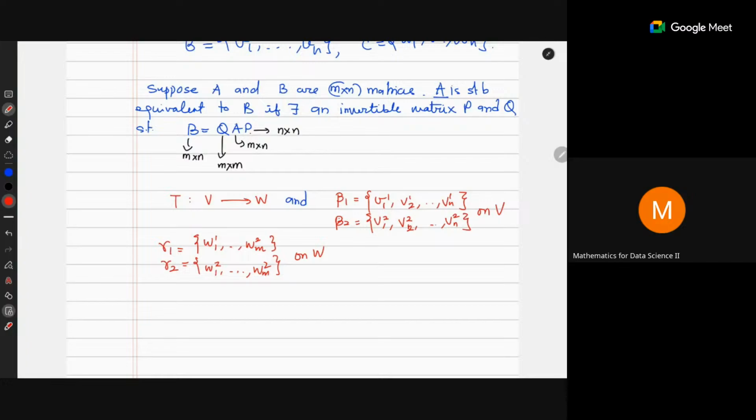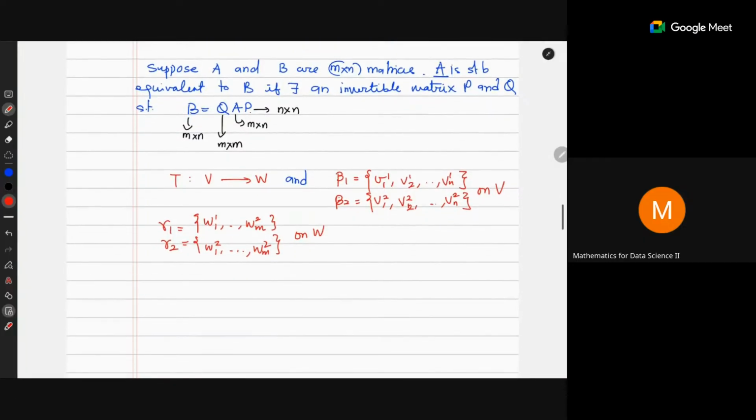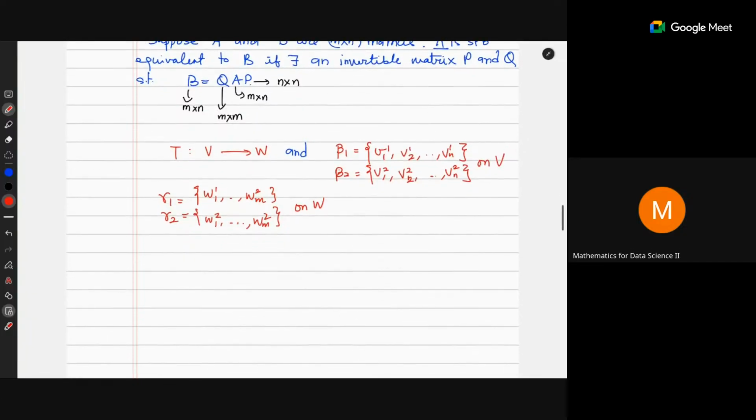Don't think of the subscript as a square or something. This is just a notation. Don't confuse yourself. So there are two sets of bases given. Now let's say A is a matrix that is given with respect to beta 1, gamma 1. My notation was gamma 1, beta 1, so let's stick to that. And let's say B is a matrix which is given with respect to gamma 2, beta 2.